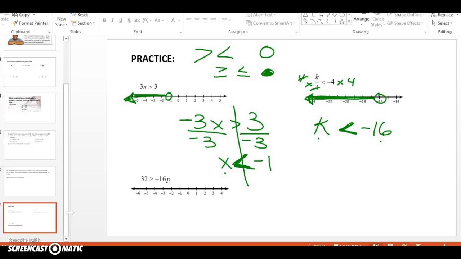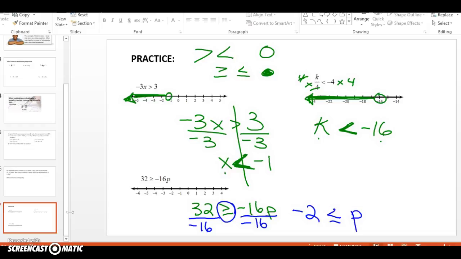Next one, I'm going to rewrite this one. So 32 is greater than or equal to -16p. So I'm going to divide both sides by a -16. What has to happen? Yes, flip-a-roo your sign because we just divided by a -16. So 16 goes into 32, -2 times. I'm going to reverse my inequality symbol, and then I get p.